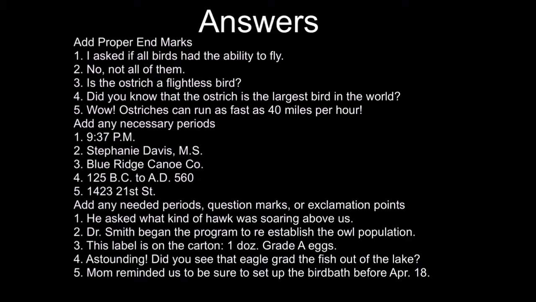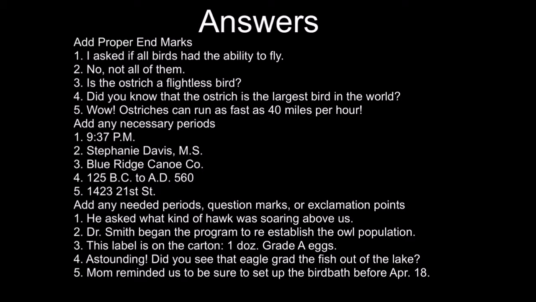For number 3, is the ostrich a flightless bird? This is an interrogative sentence, so it ends in a question mark. Number 4, did you know that the ostrich is the largest bird in the world? This is also an interrogative sentence, so it ends in a question mark. Number 5, wow, ostriches can run as fast as 40 miles per hour! Since wow is an interjection, it ends in an exclamation point, as does the sentence preceding it.